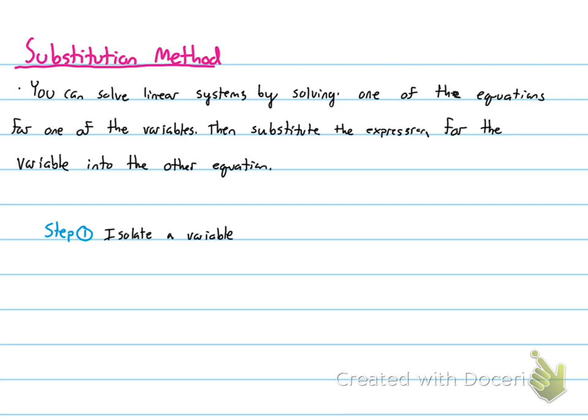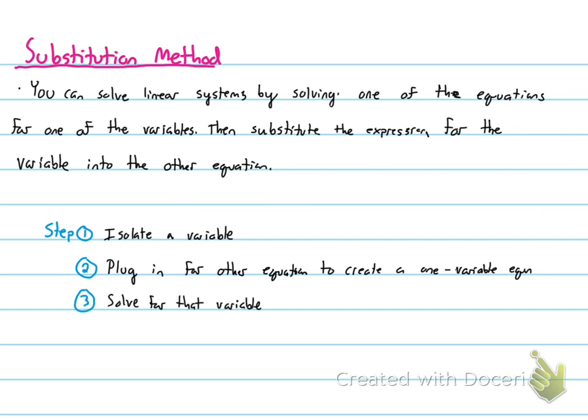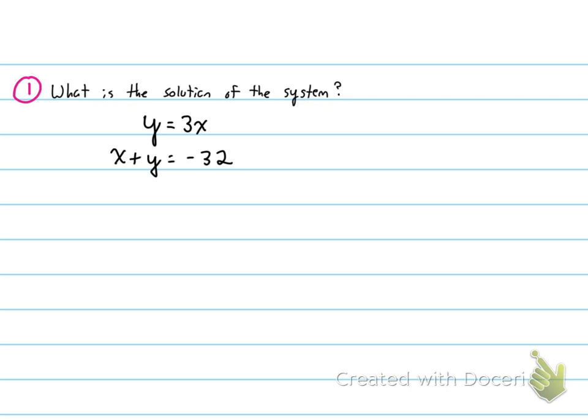Again, either x or y being by itself. Step two, you want to plug in for the other equation to then create a one variable equation. Solve for that variable. Then whatever number you find, plug in and solve for the other variable. All these steps sound a little bit confusing. We're going to run through 4 examples here, and then you'll get the steps, okay? So what is the solution of this system? We have y equals 3x and x plus y equals negative 32.